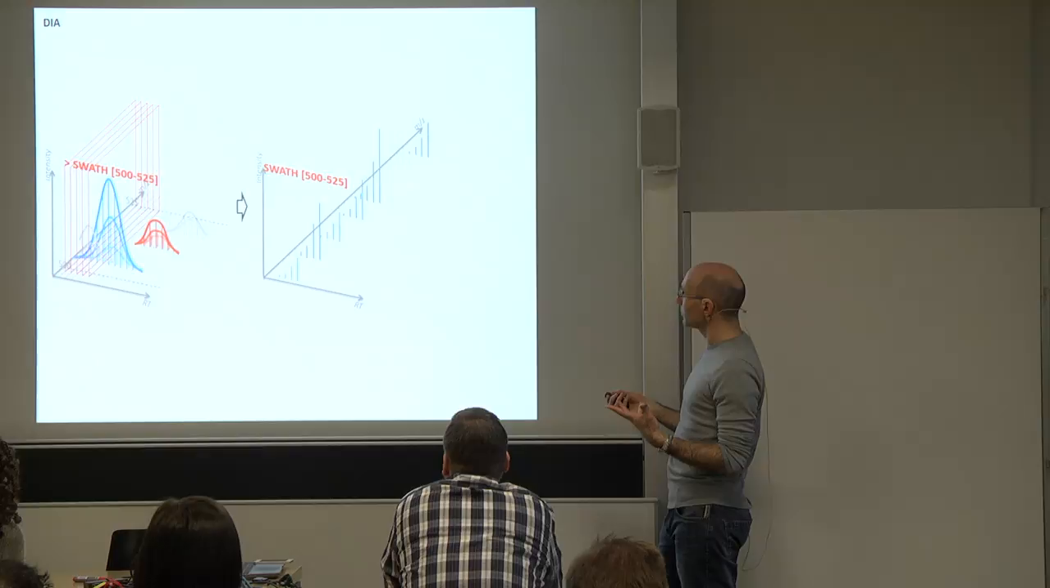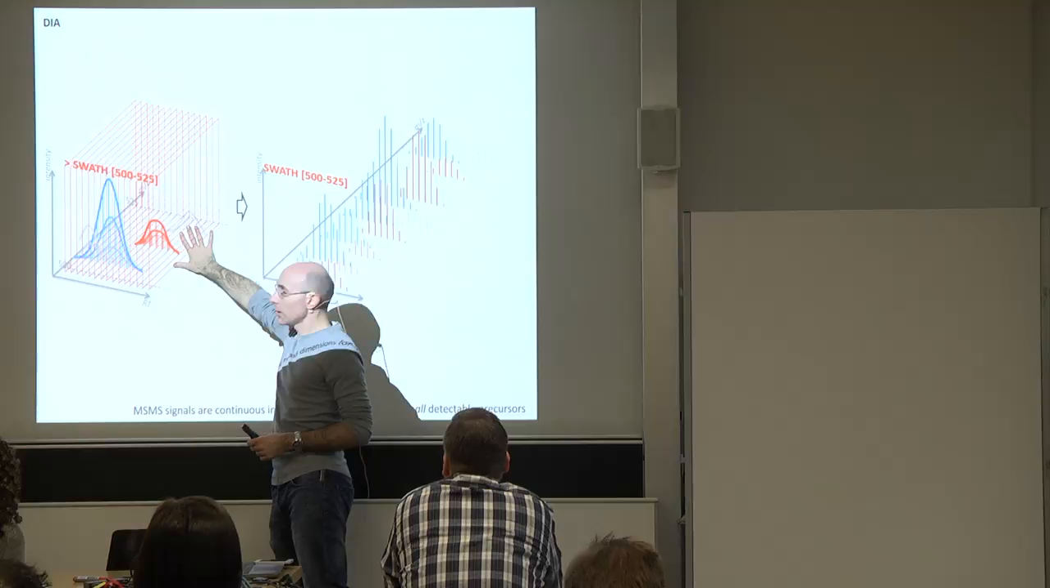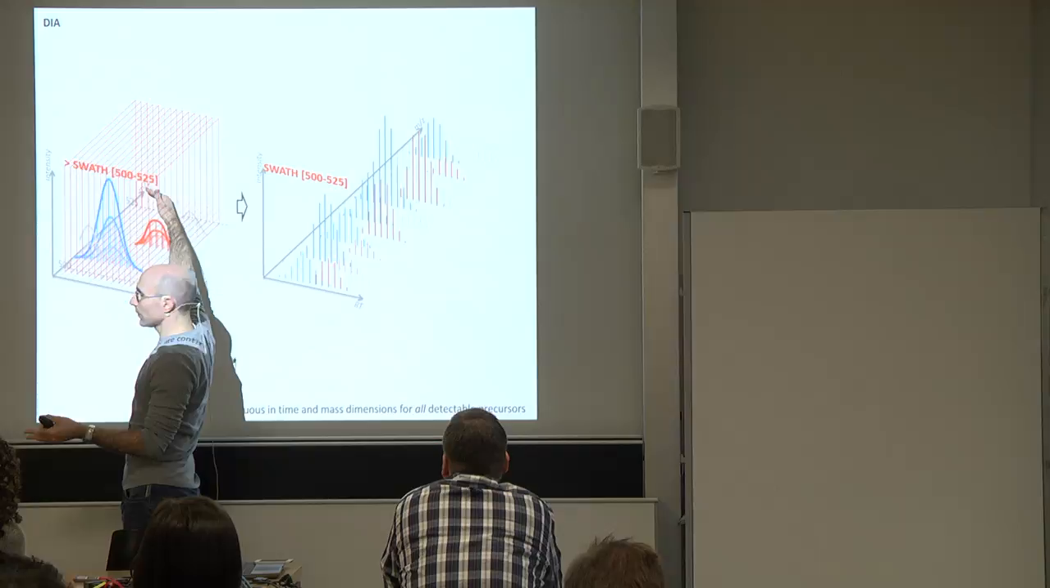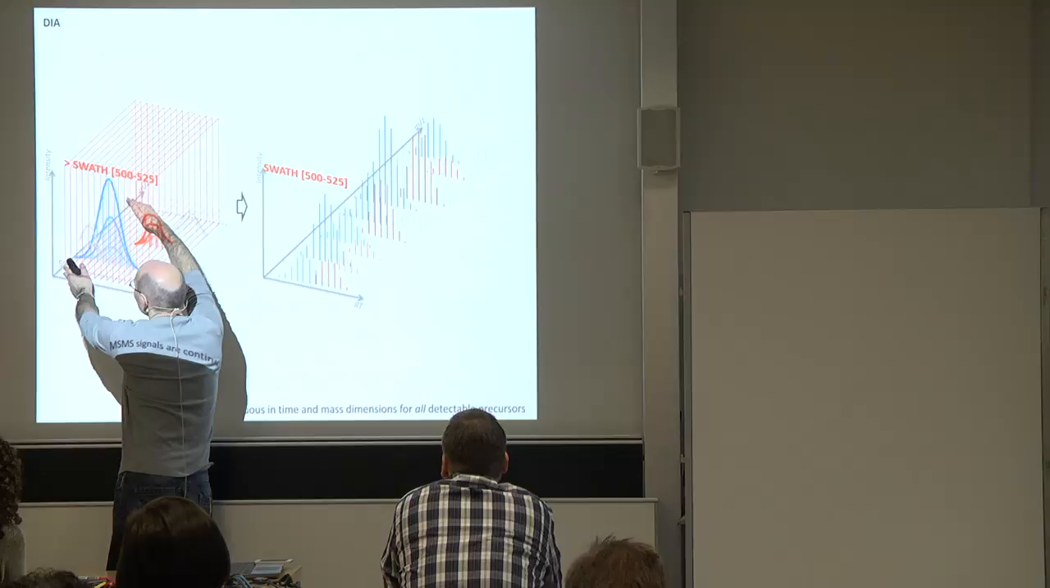And these MS2 space pictures are acquired in such a way that now the window you see is this big red box. You don't do any more selection of a very narrow window. You have now a selection of a super large window, which co-fragments everything coming in that mass range. So everything in that mass range is sent to Q1, is fragmented, and gives you that fragment spectra.